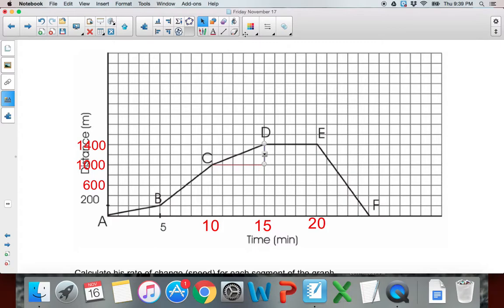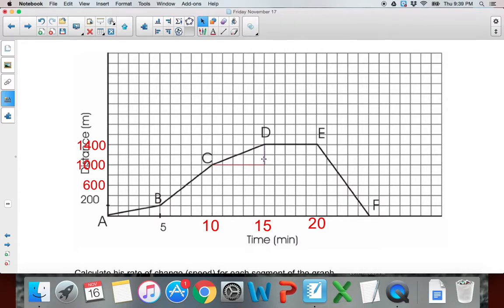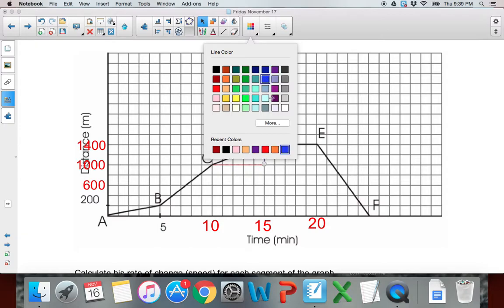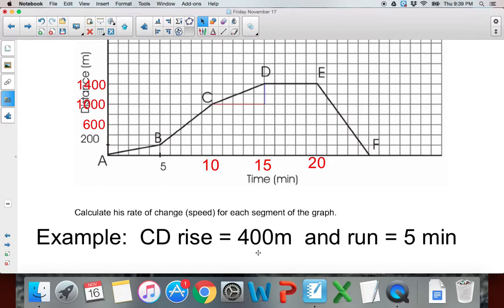My rise on this one is going to be from here to here. So that's for CD. It starts at 1,000 and goes up, watch my mouse, to 1,400. So the rise is 400. And the run is how far it goes across this way. So that's 10 to 15. That's 5 minutes, because it starts at 10 and it ends at 15. So it's how much it changes.